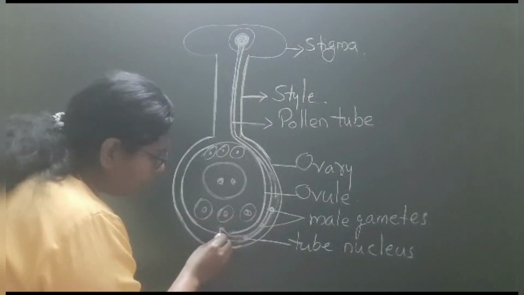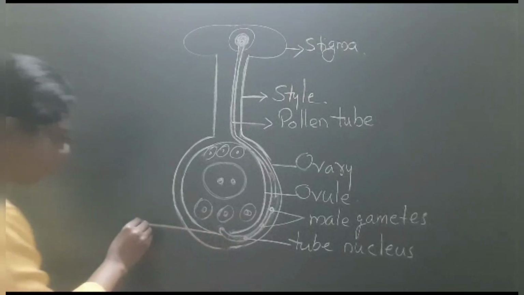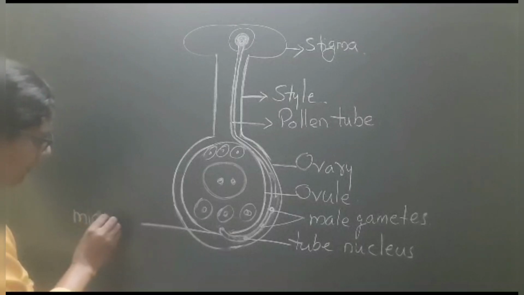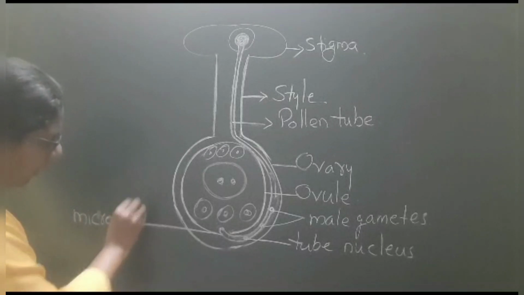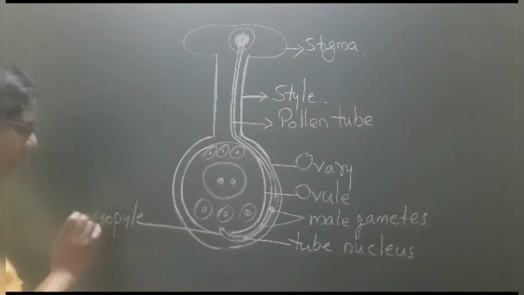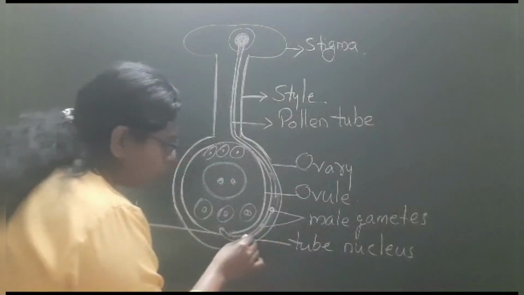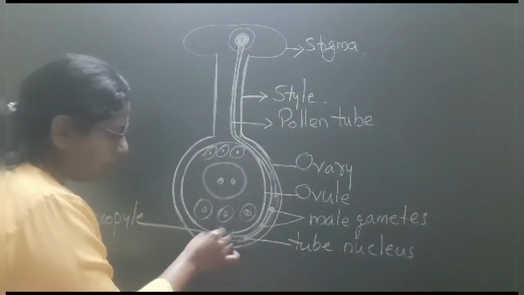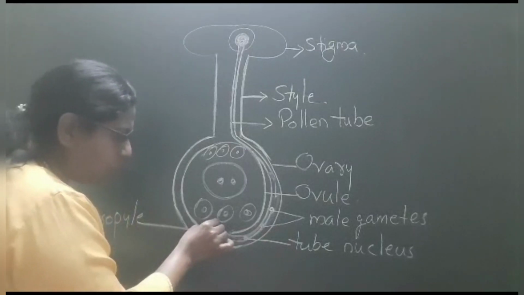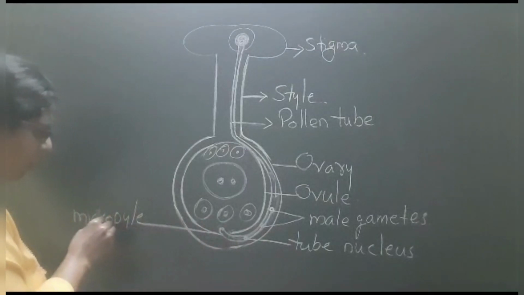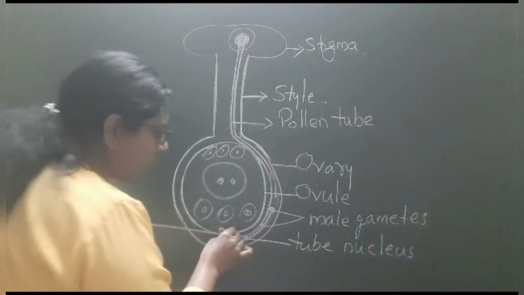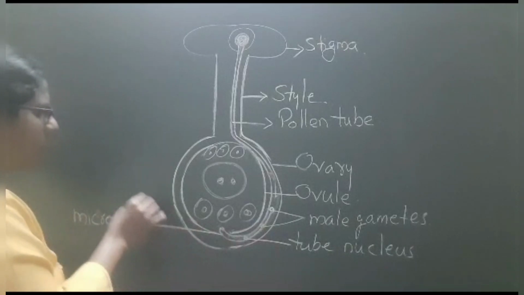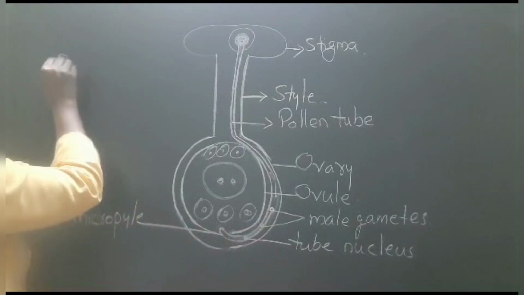There is an opening. This opening is called micropyle. M-I-C-R-O-P-Y-L-E. Micropyle. This pollen tube carries those two male gametes through an opening to the ovule. This opening is called micropyle. The process of carrying these two male gametes through this opening is called porogamy.